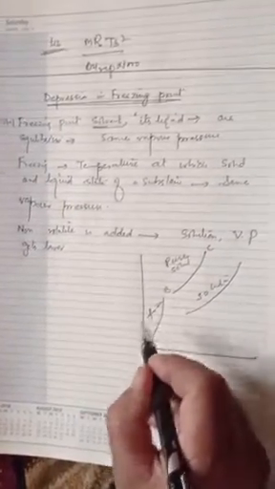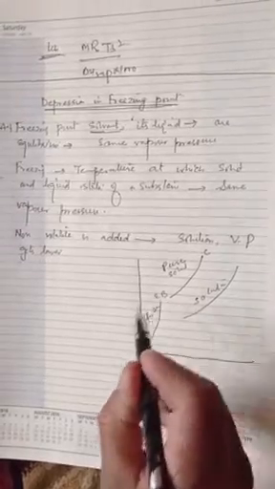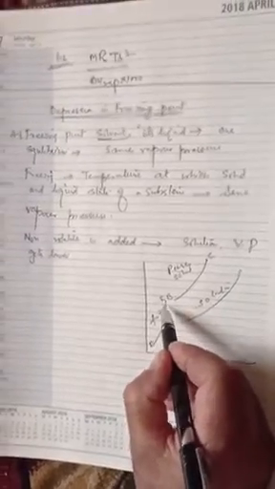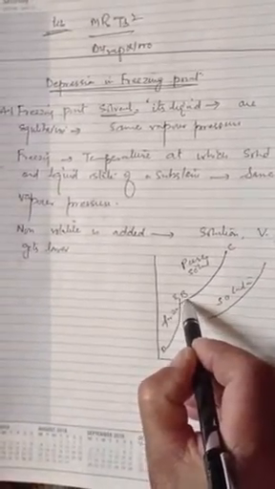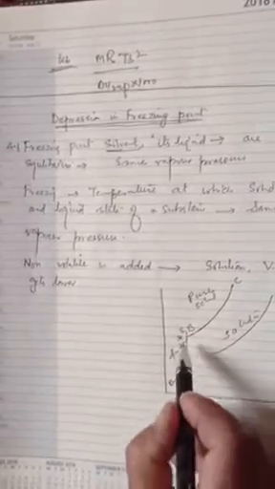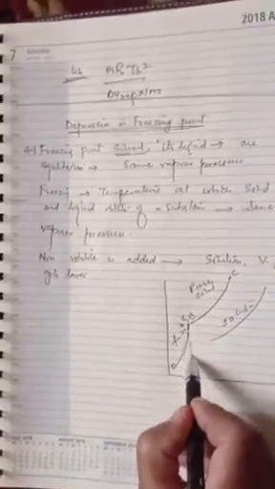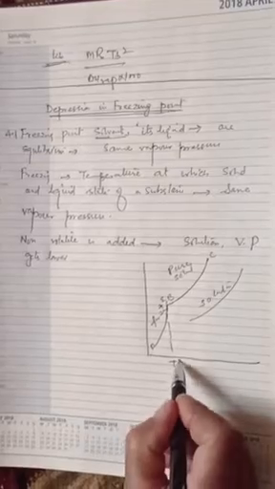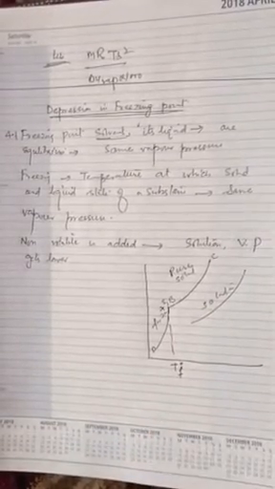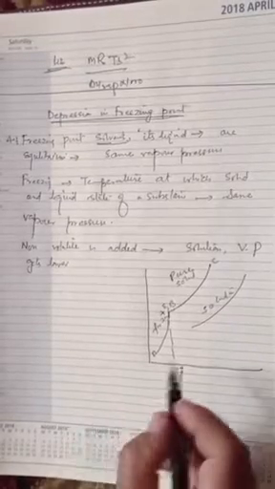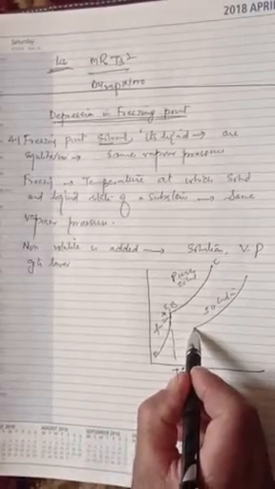Freezing point may be defined as the temperature at which the solid and the liquid state of a substance have the same vapor pressure.